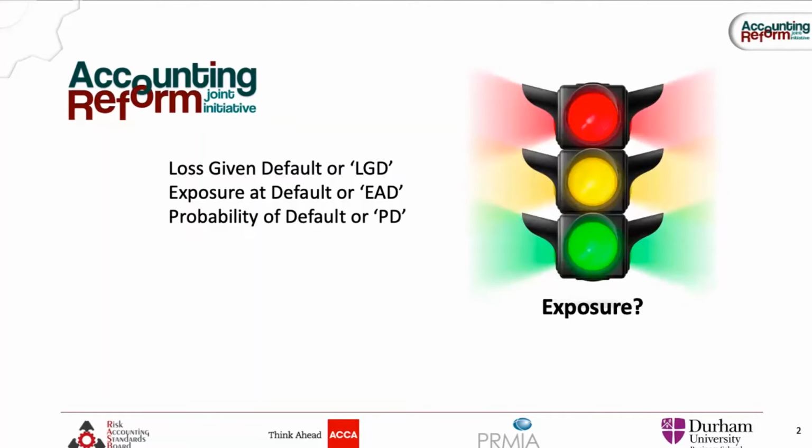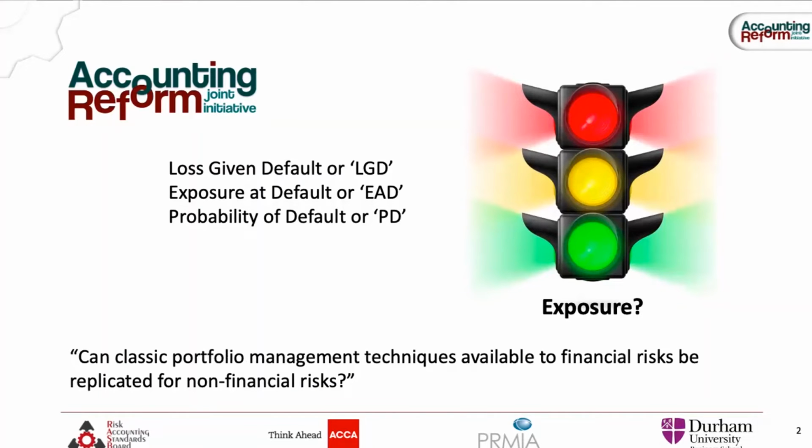But if we turn our attention back to non-financial risk, we discover that the non-financial risk equivalent of credit exposure is typically available as three colors: red, amber, and green, not values. So this begs the question at the bottom of the slide: can classic portfolio management techniques available to financial risks be replicated for non-financial risks?